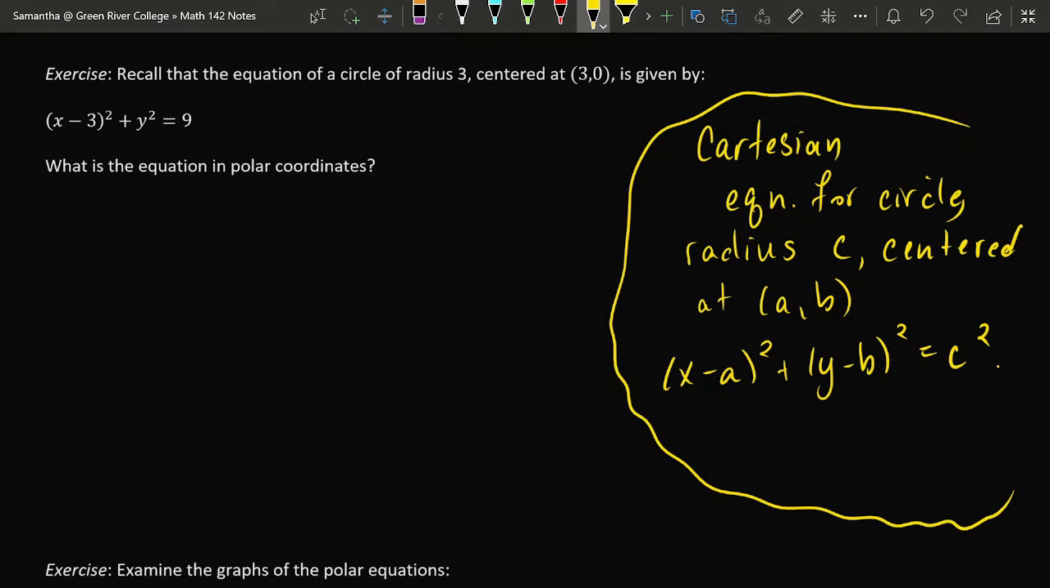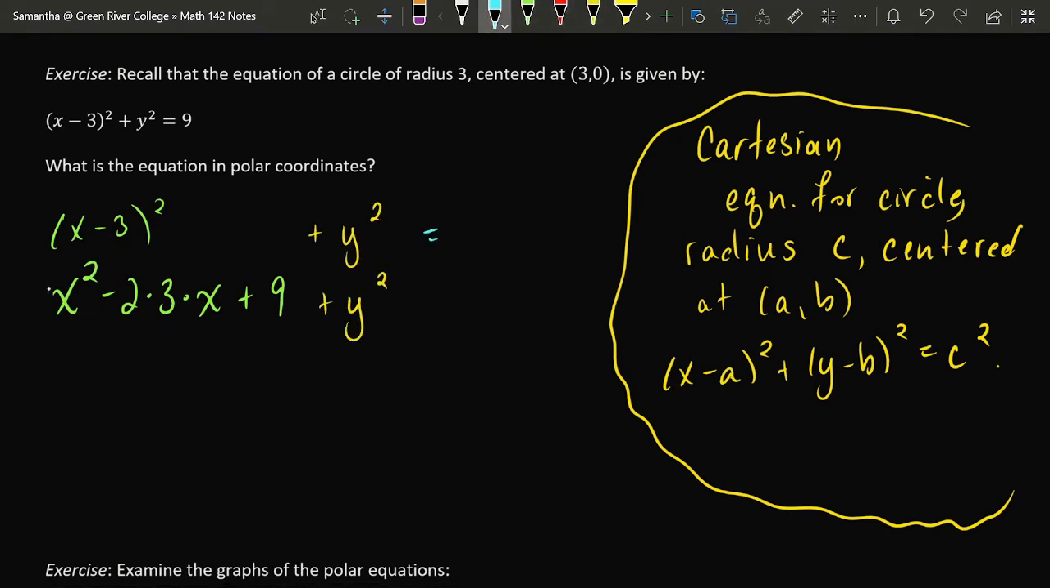Now let's see if we can write down a simpler equation for this same circle using polar coordinates. The first thing that I'm going to do is I'm going to try and multiply all of this out. So x minus 3 squared is equal to x squared minus 2 times 3 times x plus 3 squared, which is 9. There's nothing we can do to simplify y squared, and there's nothing that we can do to simplify 9.